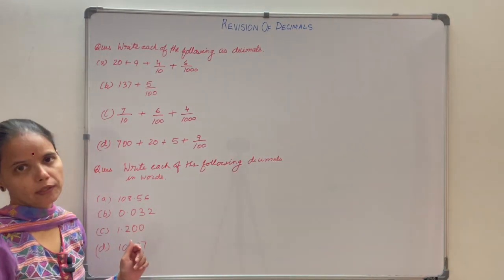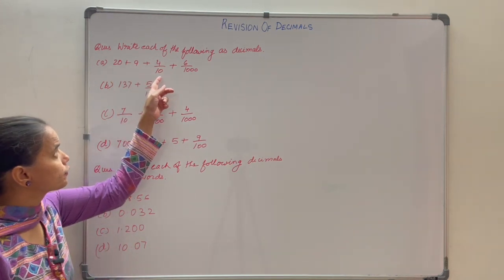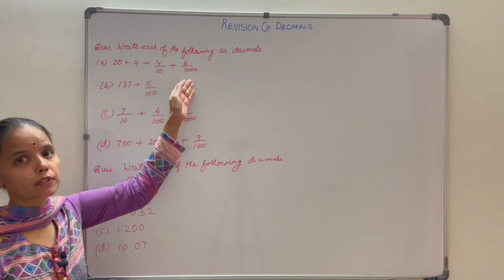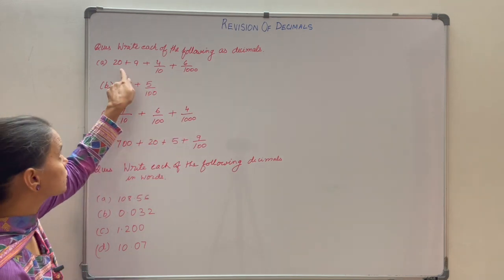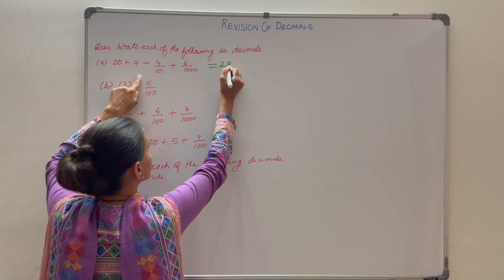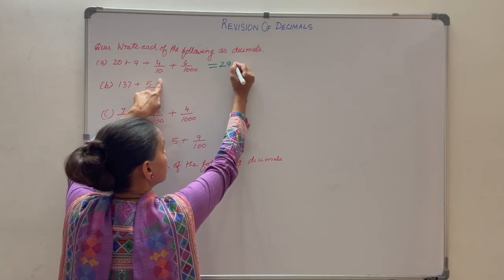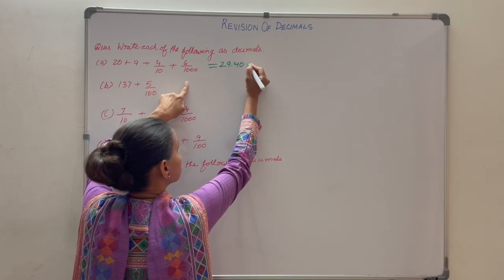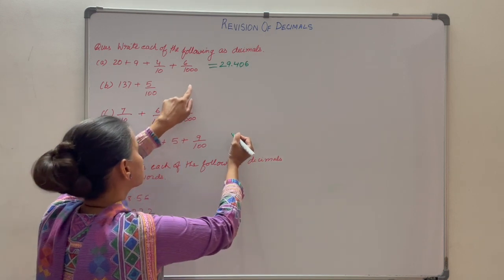Write each of the following as decimals. So this is 20 plus 9 plus 4 by 10 plus 6 by 1000. This is the expanded form of the decimal number. You need to write down the decimal number. So 20 plus 9 is 29. Tenths place is after the decimal point, so this is the tenths place. This is in the thousandths place. Hundredths place there is no number, so it is 0. Thousandths place it is 6.